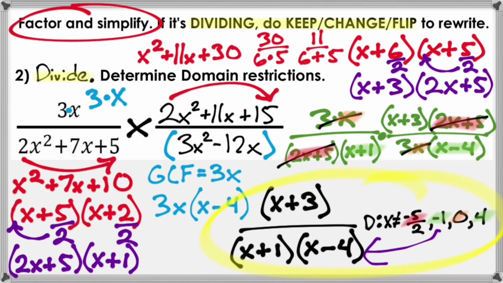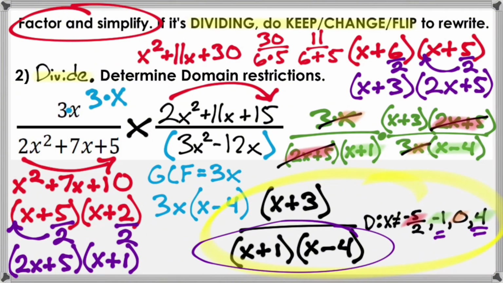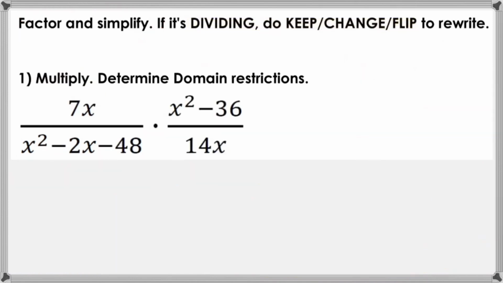A lot of this was talked about in the previous video, so I am moving kind of quickly to keep things moving along. Basically, just to recap, you do keep, change, flip because we were dividing in this problem. You factor and simplify the entire expression, and then whatever's in the denominator, you can't have those opposite numbers be in your domain. Whatever you canceled out, those opposite numbers can also not be in your domain.